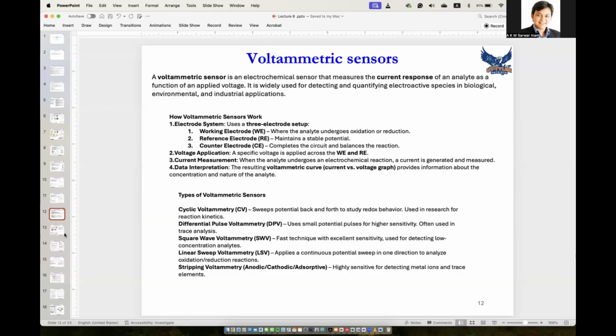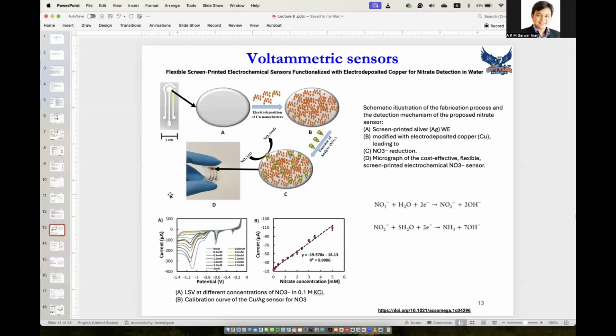So I'm going to show you the paper that I completed in my PhD, and I used linear sweep voltammetry here. Okay, so let's talk about this paper. The title of the paper is Flexible Screen Printed Electrochemical Sensors Functionalized with Electrodeposited Copper for Nitrate Detection in Water.